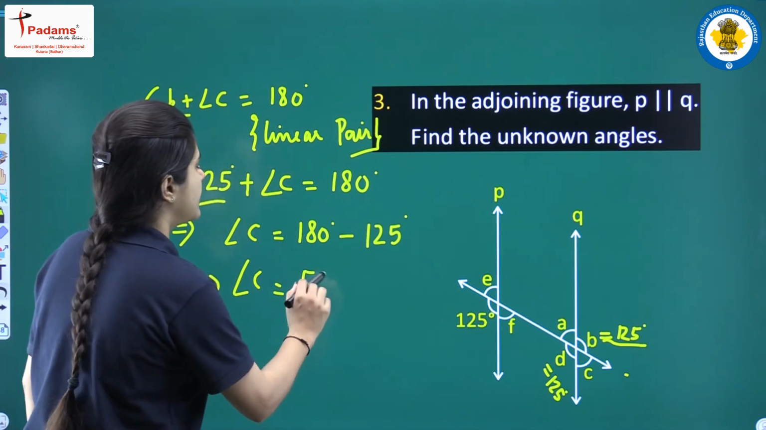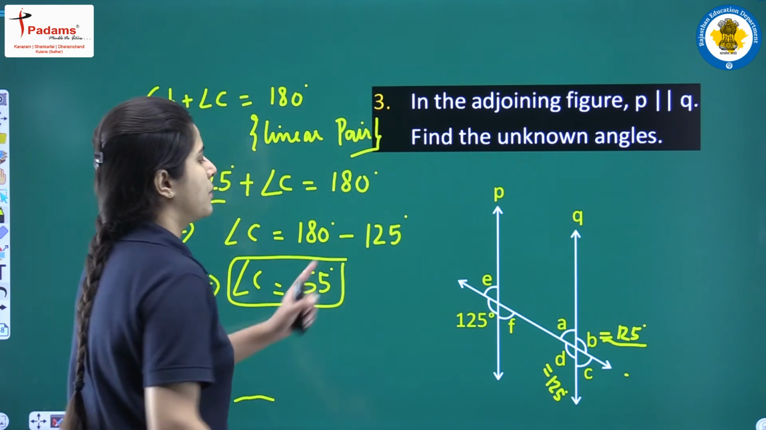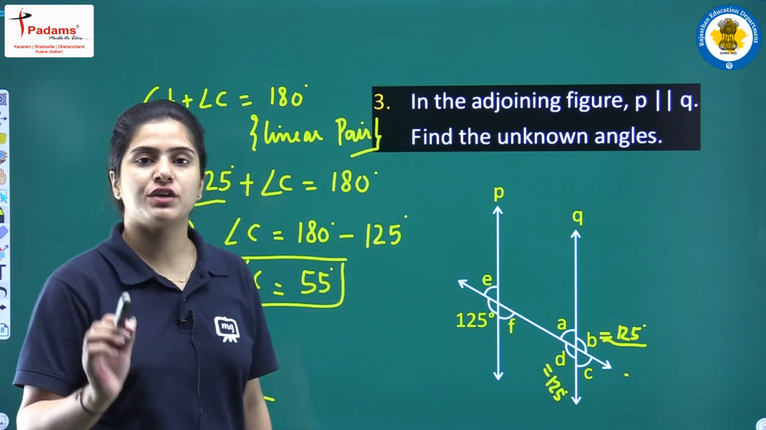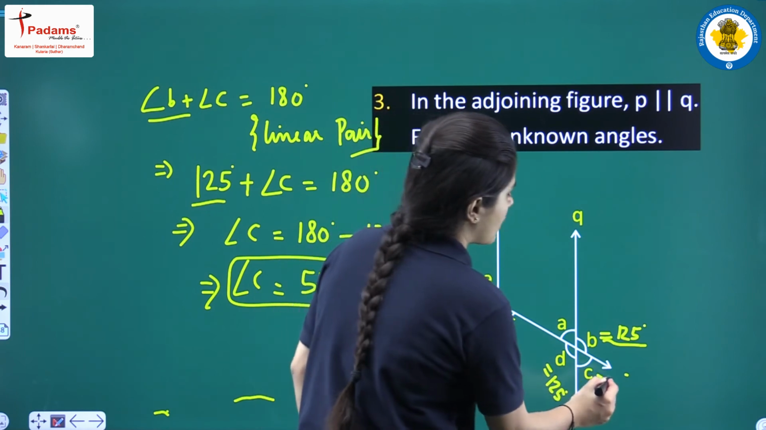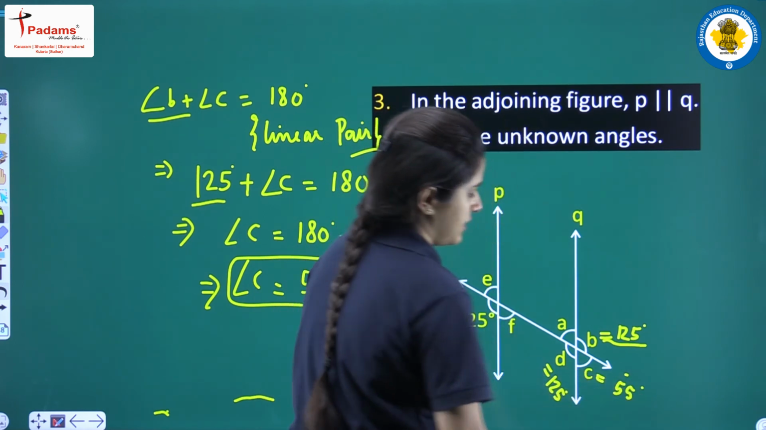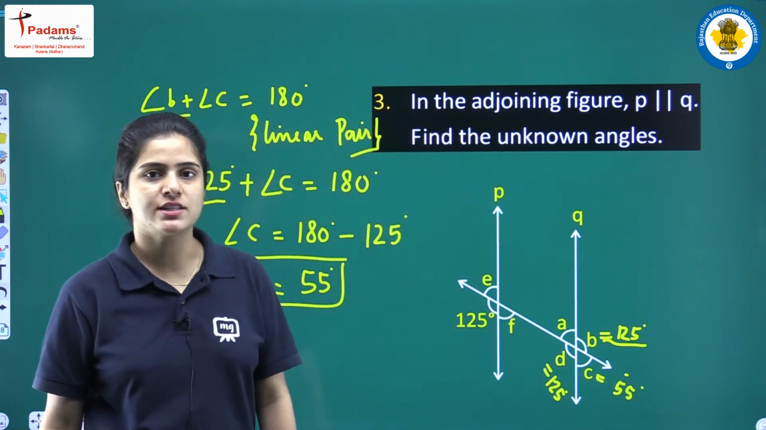Okay students, because 180 degrees minus 125 degrees equals 55 degrees. So अब C angle को क्या आ चुका है बेटा? 55 degree. So C is equal to 55 degrees, students.